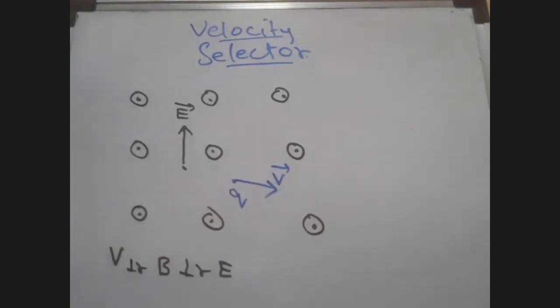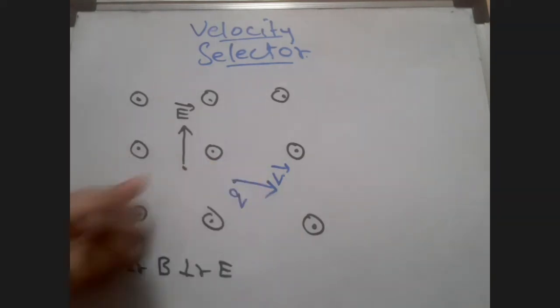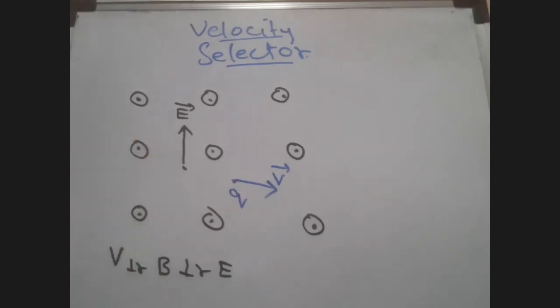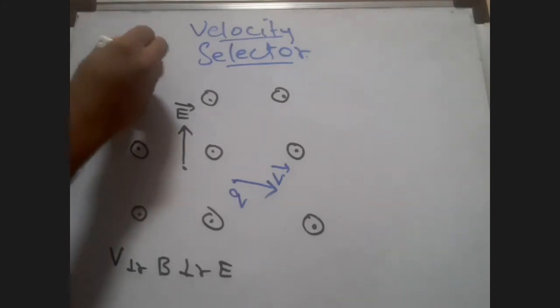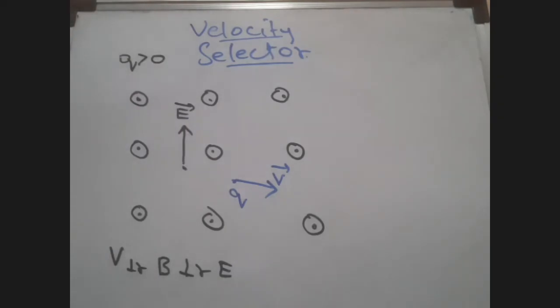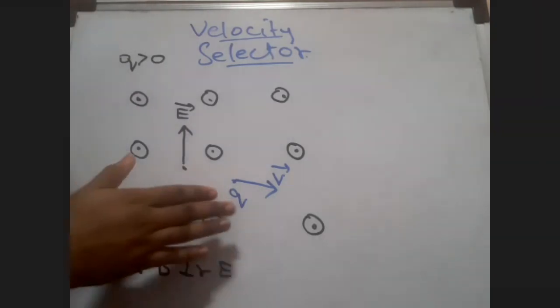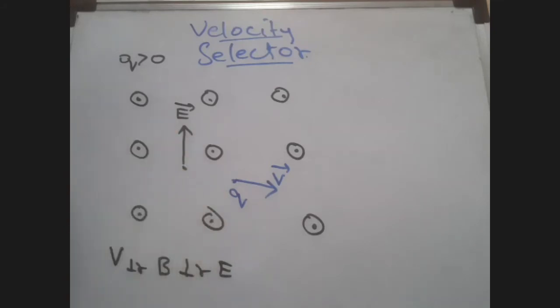In that case, the charge having a velocity vector V is perpendicular to the electric field and perpendicular to the magnetic field. Students, if I am considering this to be a positive charge, Q greater than 0, where will the force on this charge be? Will it be upwards or downwards? Can you tell me? Apply your right hand rule.